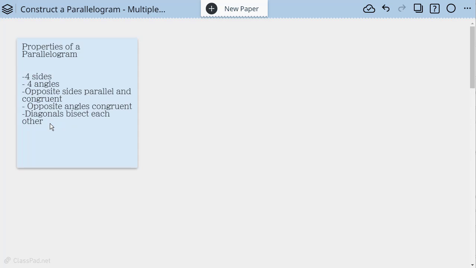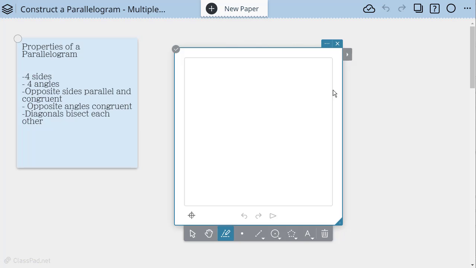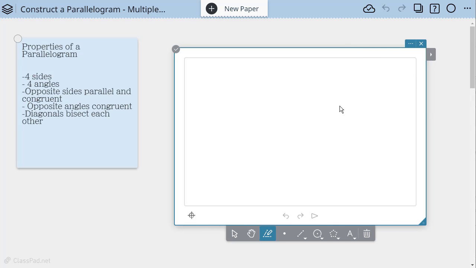So I'm going to look first at how you construct a parallelogram if you're using the property that the diagonals bisect each other. How could students think about this? This is a great way to assess students. So let's get a geometry sticky out, and I'm going to turn off the labeling. And so one thing, it's diagonal, so diagonals are segments.